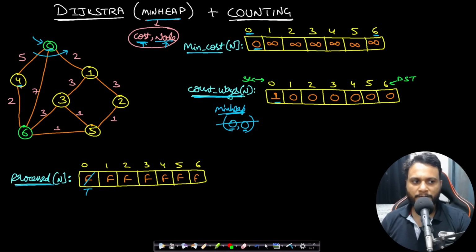Now if you see 4, then the cost to reach 4 via 0 from the source node will be the cost to reach 0 from the source node, which is 0, plus the edge weight 0, 4, which is 5. So the total cost is 5. What is the cost known at 4? It is infinity. So if we are minimizing the cost, let's update it to 5.